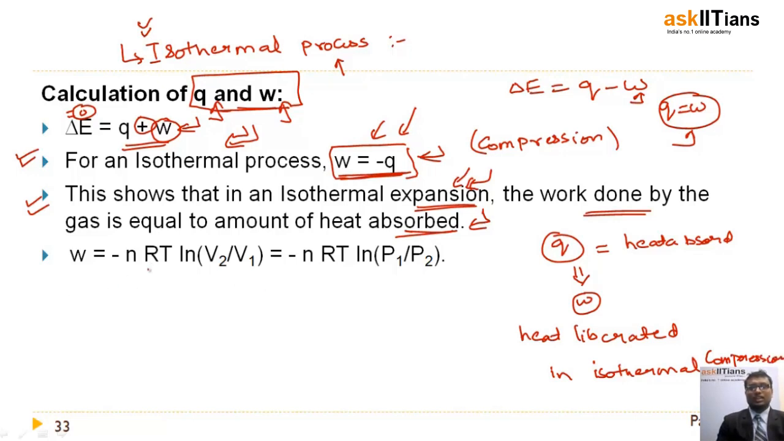And the work done can be calculated accordingly by minus nRT ln V2 by V1 or nRT ln P1 by P2. This is actually the work done in the isothermal process. And let's see the derivation, how you will get this.